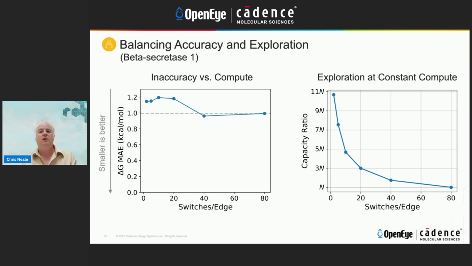And on the right, this is the real data quantification of the capacity: how many ligands can I put through at the same computational cost based on the number of switches. So I showed you before that if I can run n ligands through at 80 switches, I can run 3n through at 20 switches and about 7.5n through at 5 switches. So now we have all of the information that we need.